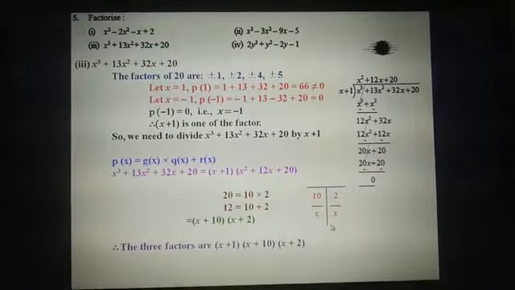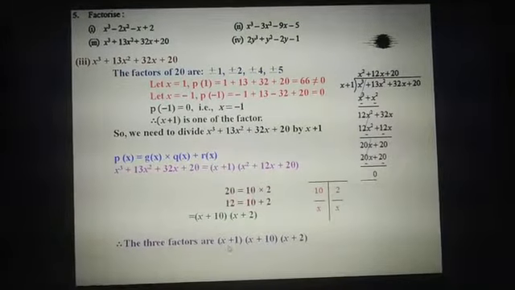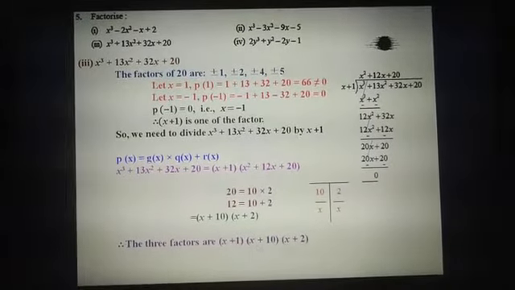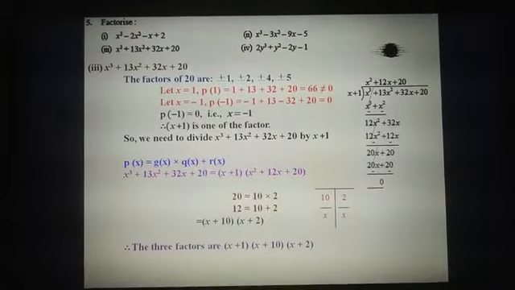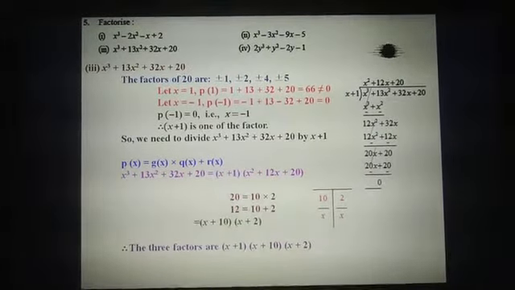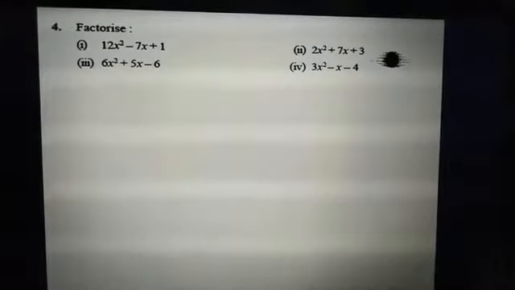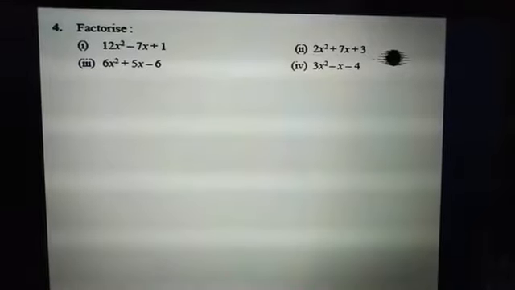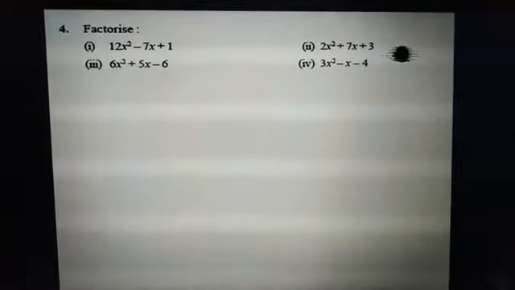So therefore the three factors are, already we found one factor as x plus 1, right? So x plus 1 into x plus 10 into x plus 2. These are the three factors of the given polynomial, that is x cube plus 13x squared plus 32x plus 20. Students, for your reference, now I am going to teach one more sum from 4th Roman, factorize.